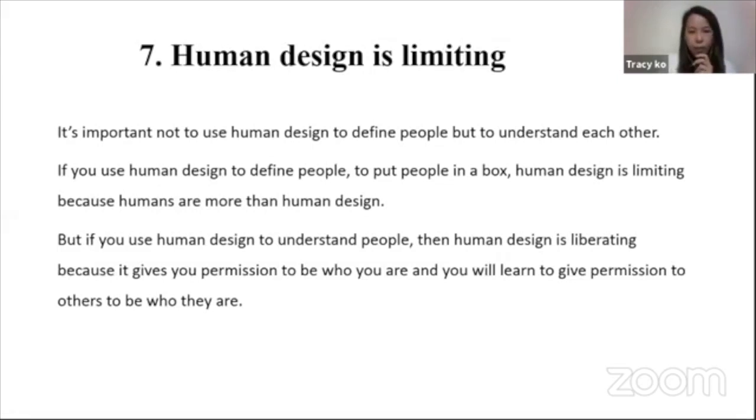And if you try to define people, if you try to explain every human behavior with human design, it is definitely limiting, because humans are more than human design. There are lots of things that human design can explain to you, but there are also lots of human behaviors that human design alone cannot explain to you. And I think it's really important to use human design not to define people, but to understand each other. Because if you are using it to define people, to put people into a box, human design is definitely limiting. But if you are using human design to understand people, then human design is actually very liberating, because it gives you permission to be who you are, and you will also learn to give permission to others to be who they are.